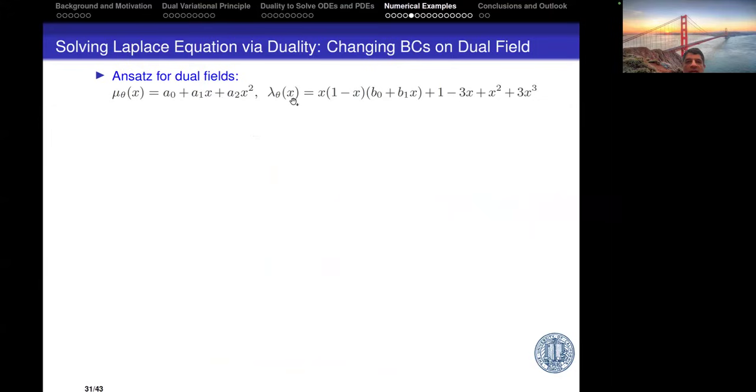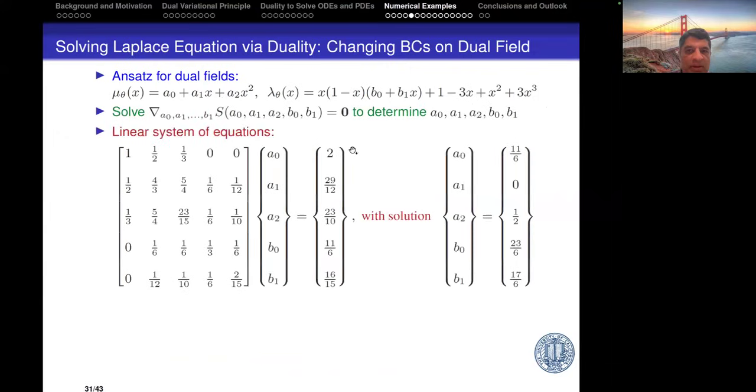Now you can see that at x equal to 0, this is 0. But at x equal to 0, this is 1, right? So these are all 0, this is 1. And at x equal to 1, this goes off and you get 2. So now my boundary conditions are lambda at 0 is 1, and lambda at 1 is 2. Again, we do the same thing, nothing different.